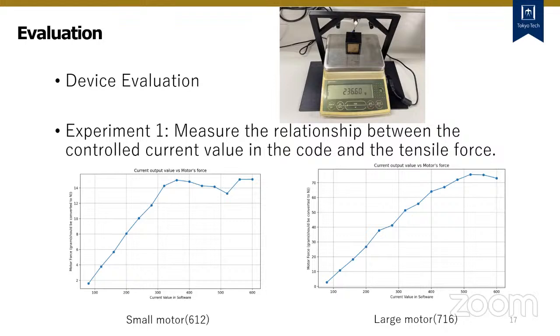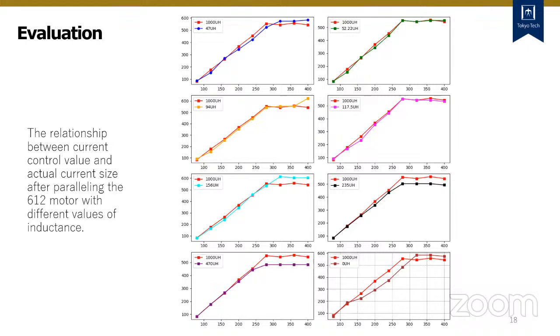This part may not be very clear. The x-axis is the current value in software, where I control the current, and this one is the output force. This part is the small motor, and this part is the large motor I'm using. We can see they are linear. So we can conclude that we can control the force by the software. This section seems not necessary to be included in the research paper, but it provides important information.